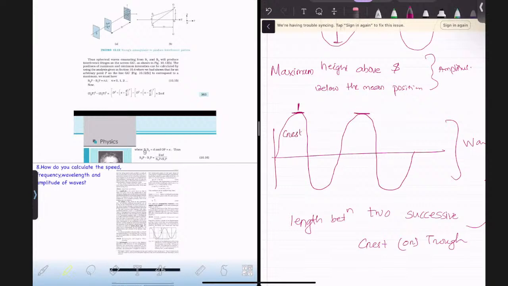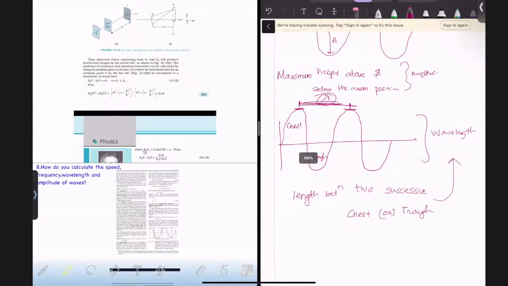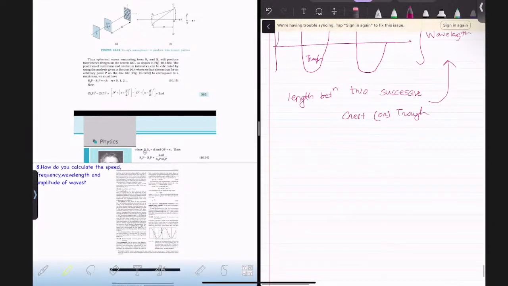क्रेस्ट का मतलब मुझे आई होप यू गाइस नो, क्रेस्ट मतलब ऊपर वाला पोर्शन, ट्रफ मतलब नीचे वाला पोर्शन फ्रॉम द मीन. क्रेस्ट ऊपर को बोलते हैं, ट्रफ नीचे को बोलते हैं. सो द डिस्टेंस बिटवीन टू क्रेस्ट is known as lambda or wavelength. It is denoted by lambda. Okay, this is wavelength. Then coming to speed and frequency.